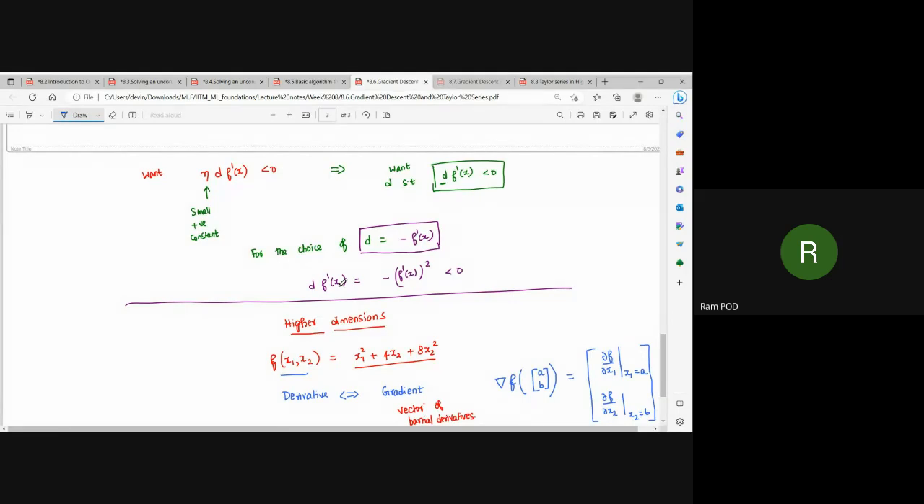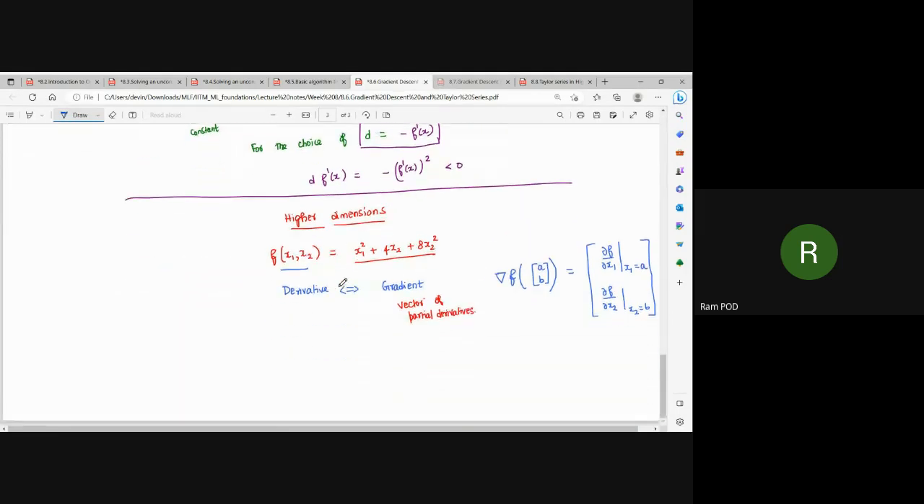Okay, 4. Until now what we have seen is functions which have a single parameter. We can be having higher dimensions too, where we have multiple variables x1, x2, x3, and so on. We can be having many. So there we cannot be using the derivative.